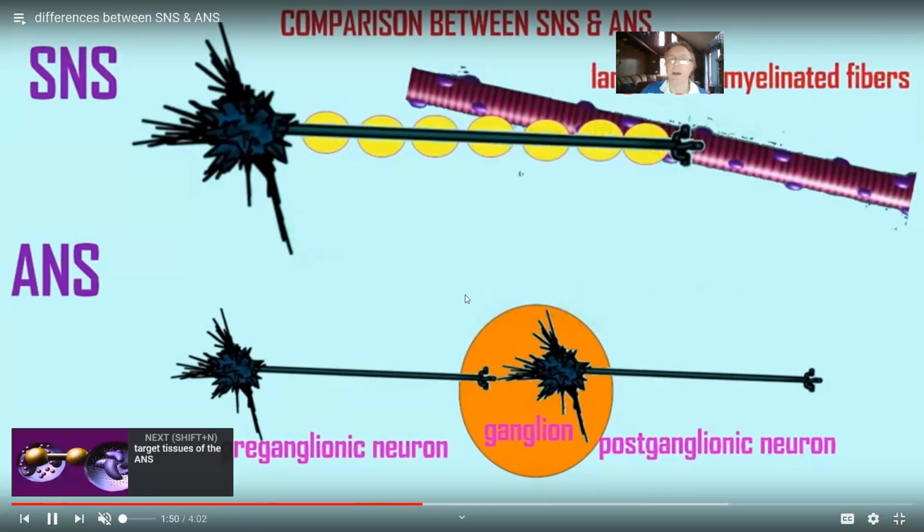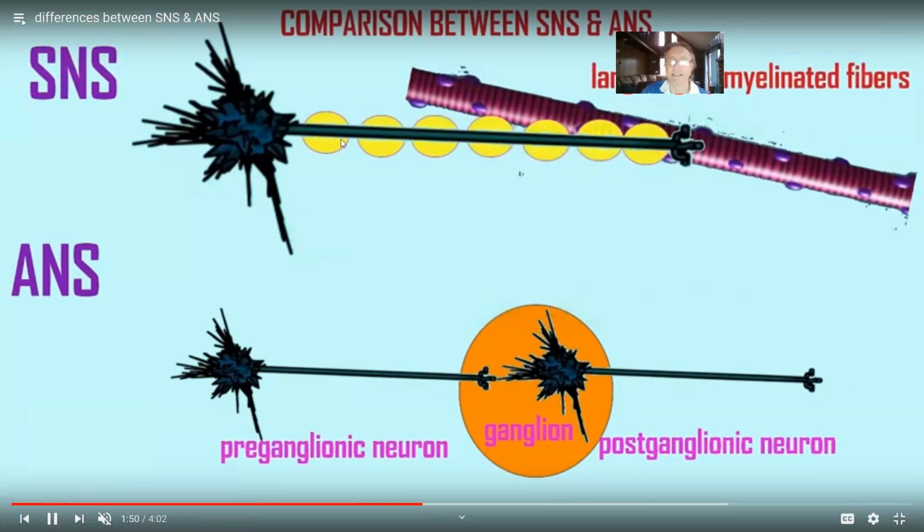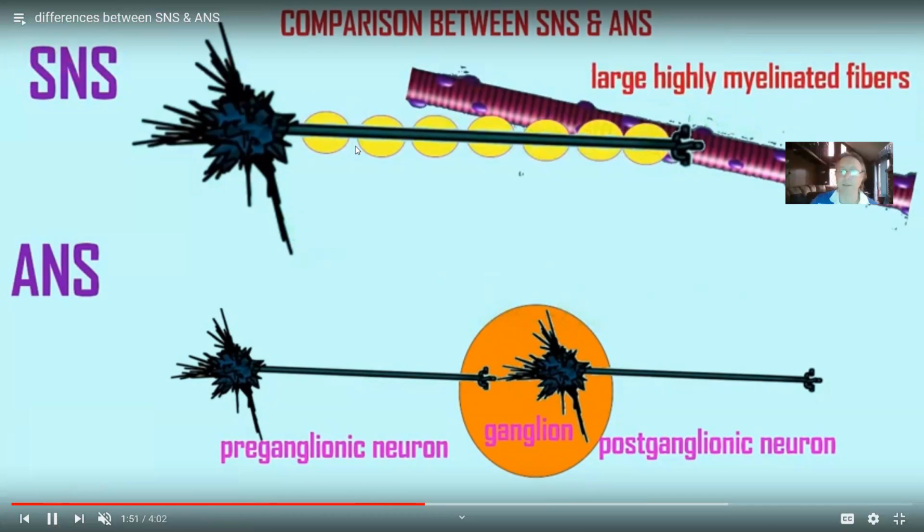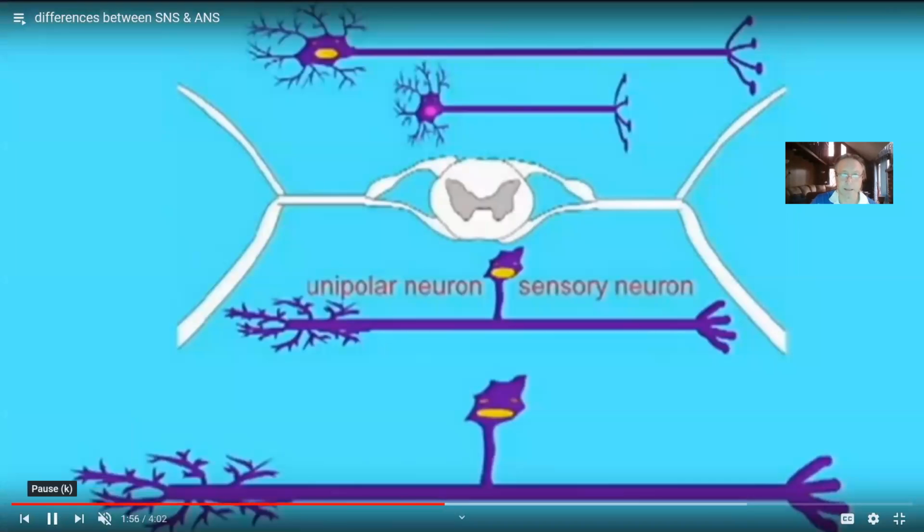So for example, the motor neurons of the SNS, they're large cells and they are myelinated and heavily myelinated. And I'm sorry, I'll get back to that.